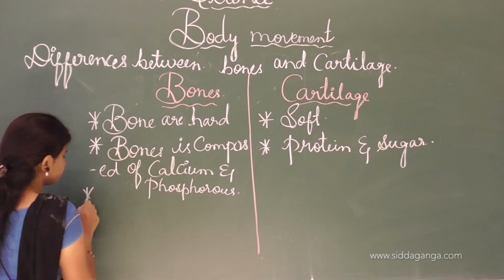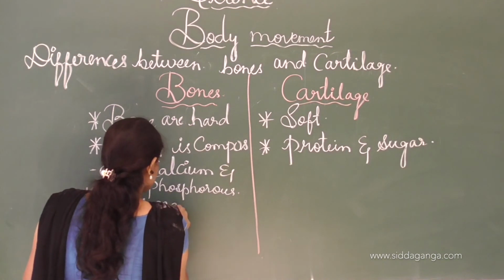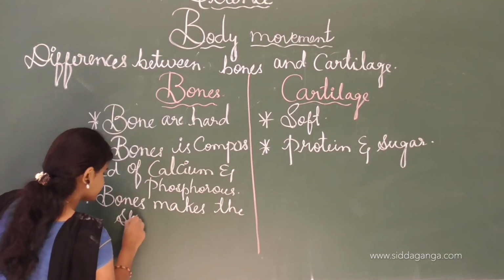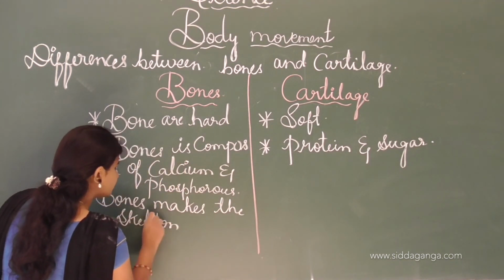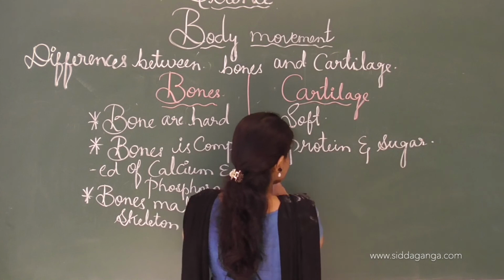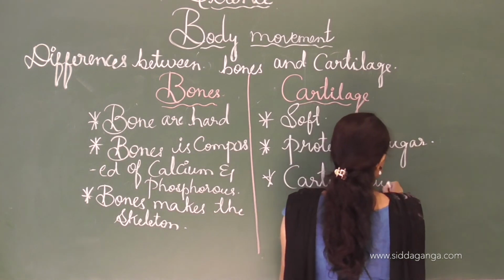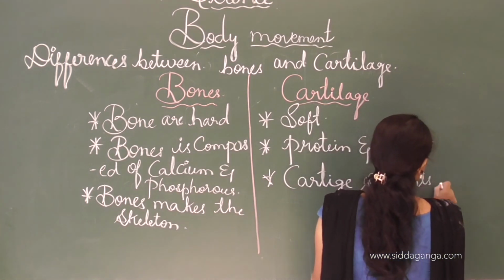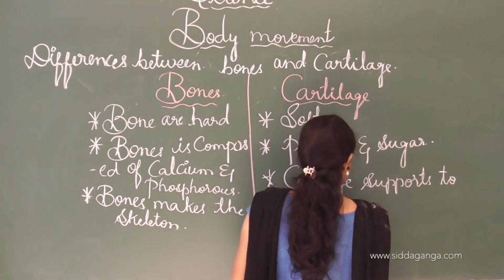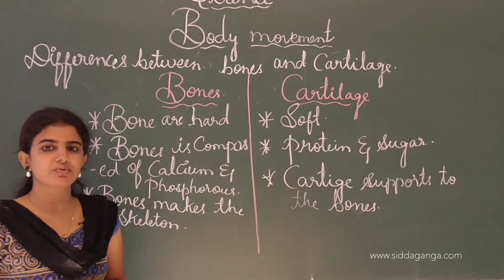See, the next one is that bones make the skeleton, and cartilage supports the bone. See, this is all about the differences between bones as well as cartilage.